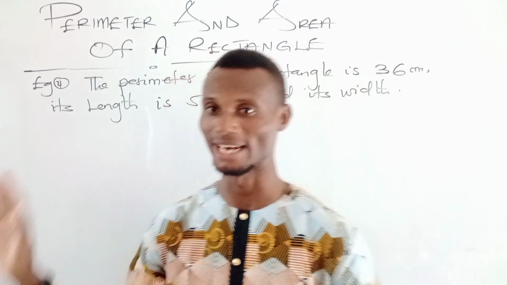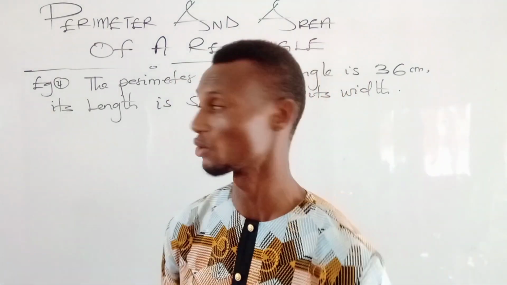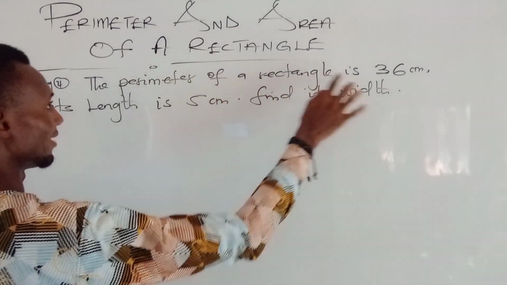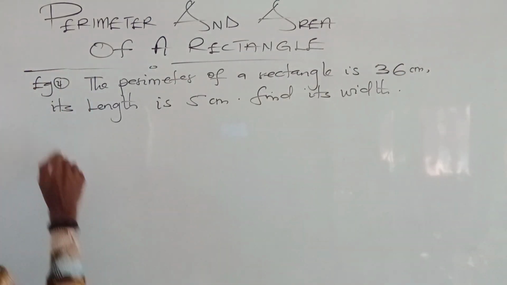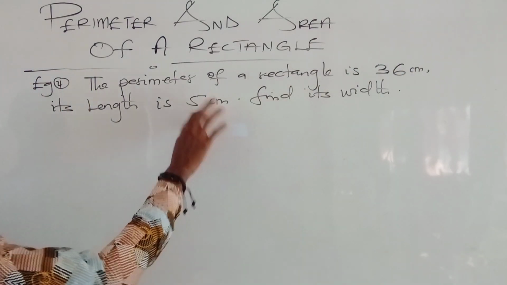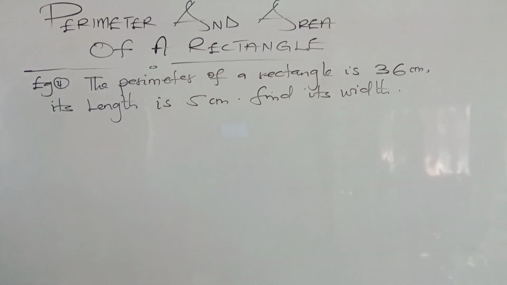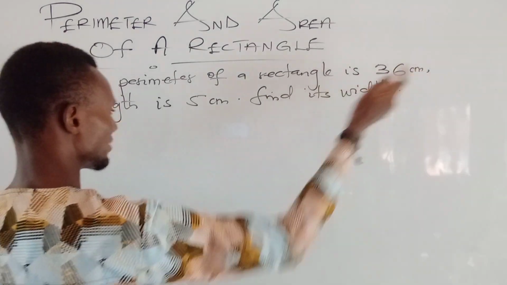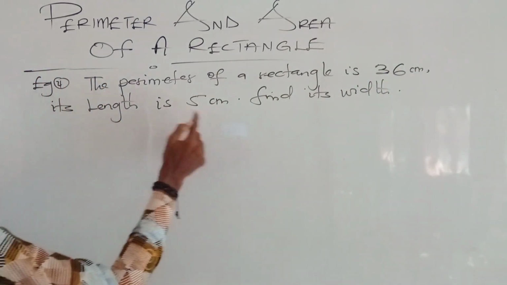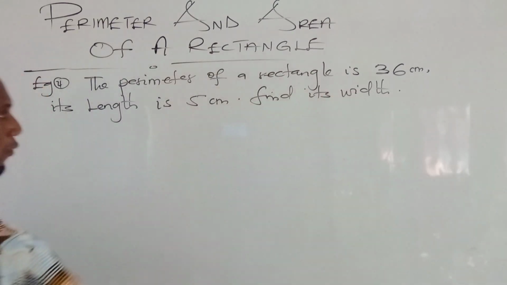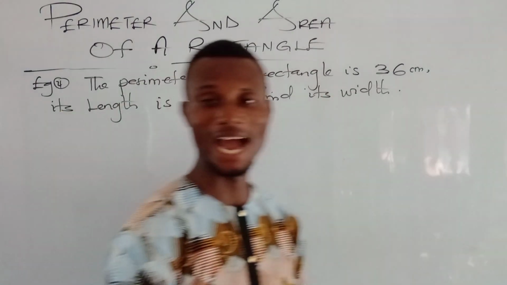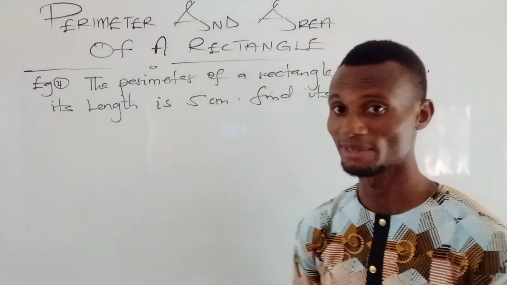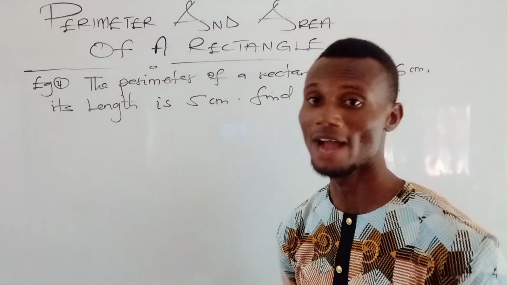So let's go ahead and tackle the example 4 that I have on the board. So let's read. It says example 4, the perimeter of a rectangle is 36 centimeters. Its length is 5 centimeters. Find its width. Okay, so let me read it again. It says the perimeter of a rectangle is 36 centimeters. Its length is 5 centimeters. Find its width. Okay, so we are being asked to find the width of a rectangle whose perimeter is 36 centimeters and the length is 5 centimeters.